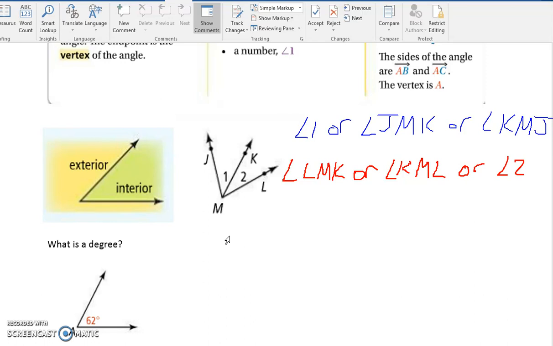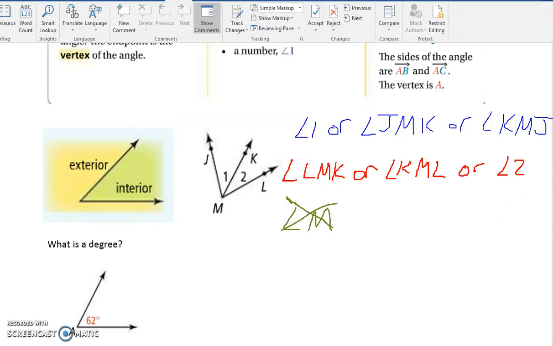Now, the one thing I want to point out for this one: we never used angle M. Angle M is not appropriate here because there are so many possibilities for angle M. It could be angle 1, it could be angle 2, it could be the combined large angle, angle JML. So in this picture, we cannot use that idea because there are too many angles that could work that way. Hopefully the idea of naming angles makes sense in this little chunk of the video.